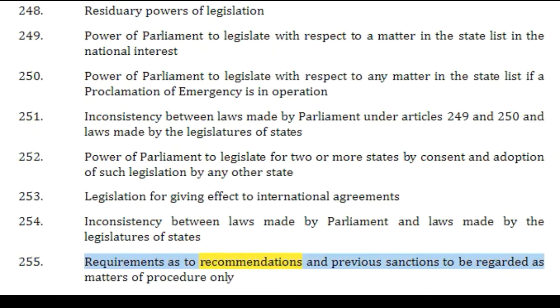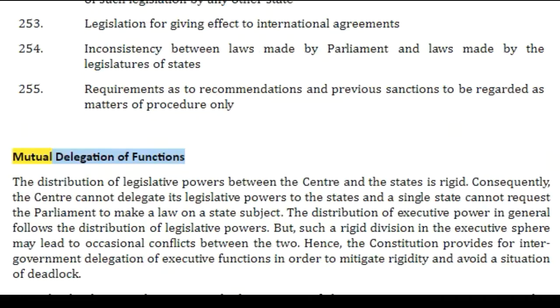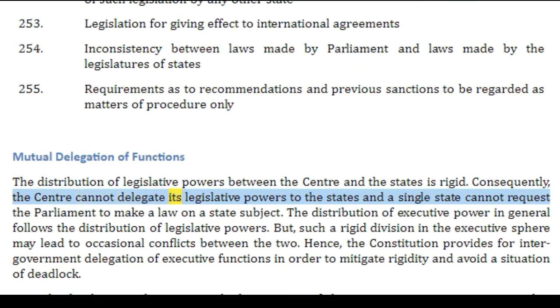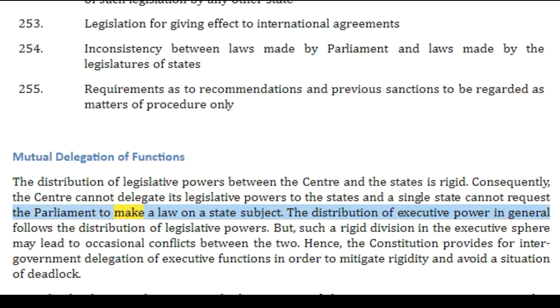255. Requirements as to recommendations and previous sanctions to be regarded as matters of procedure only. Mutual delegation of functions. The distribution of legislative powers between the center and the states is rigid. Consequently, the center cannot delegate its legislative powers to the states, and a single state cannot request the Parliament to make a law on a state subject.